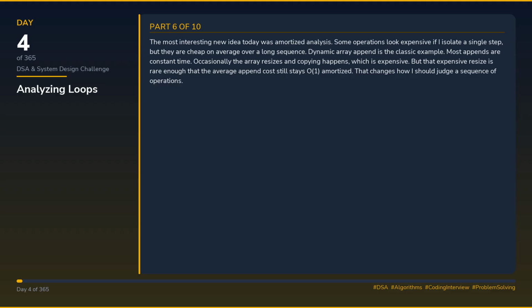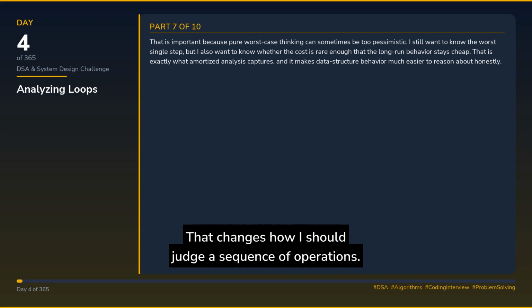Some operations look expensive if I isolate a single step, but they are cheap on average over a long sequence. Dynamic array append is the classic example. Most appends are constant time. Occasionally, the array resizes and copying happens, which is expensive. But that expensive resize is rare enough that the average append cost still stays O(1) amortized. That changes how I should judge a sequence of operations.